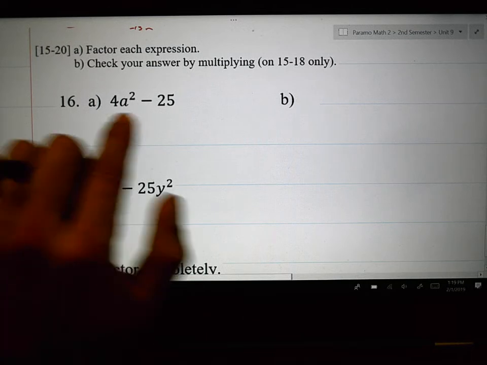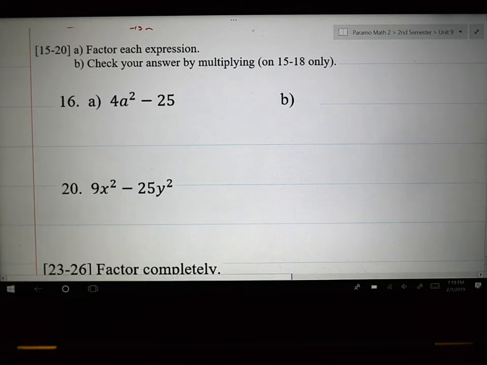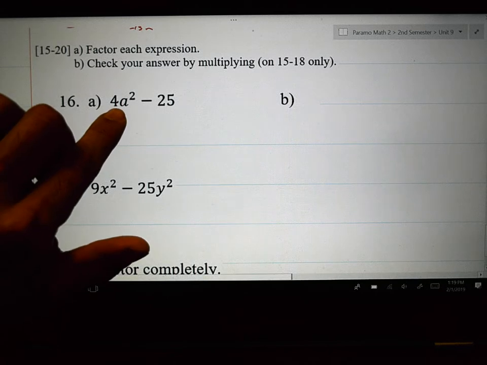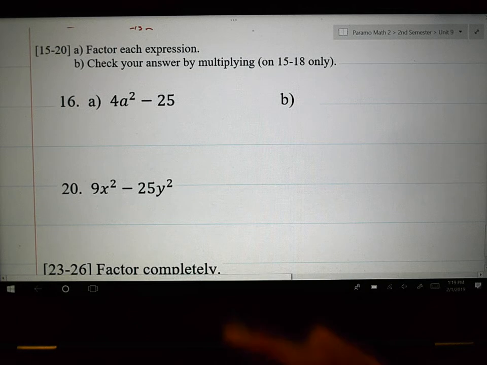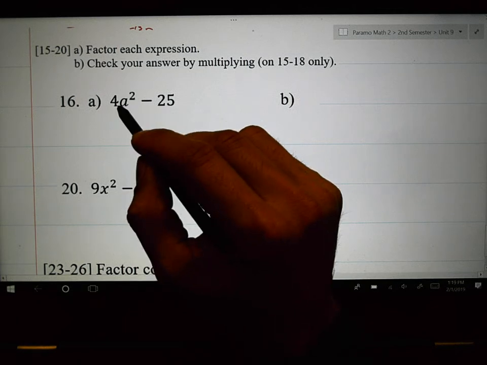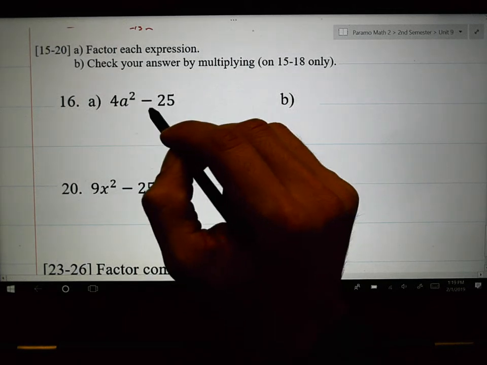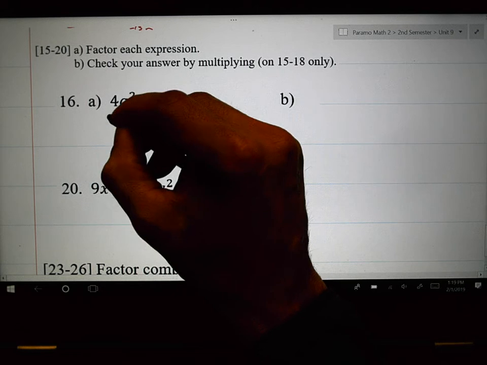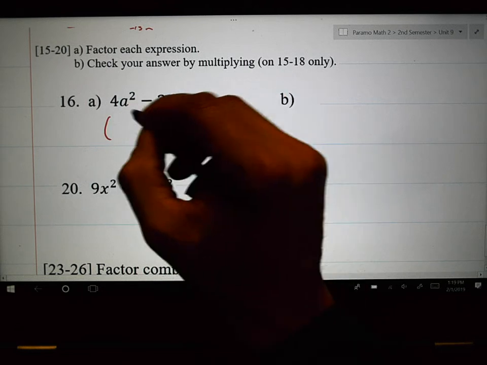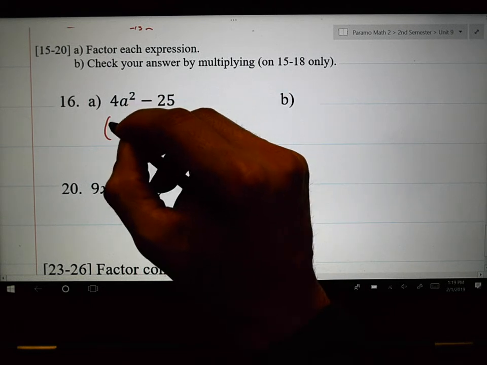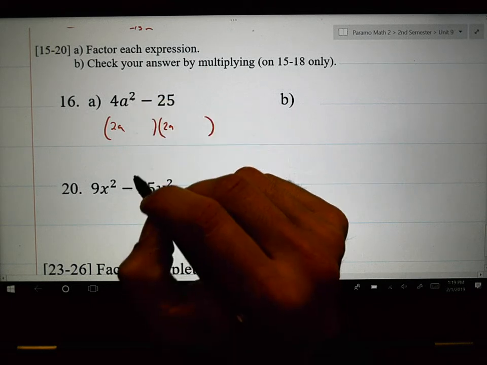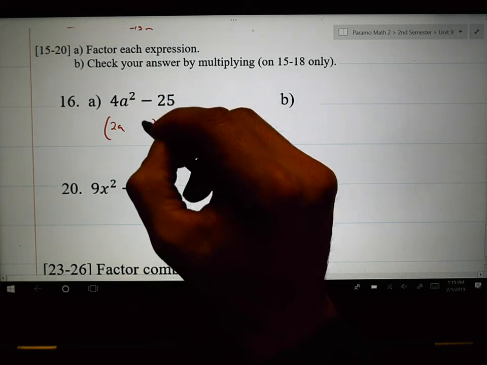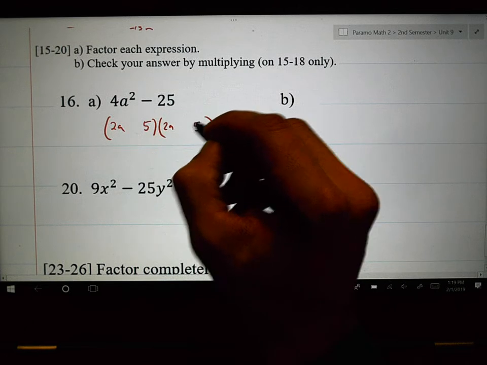Now you don't have a trinomial. Now you have a binomial that is a quadratic. This is a perfect square. This is a perfect square, and there's a subtraction sign. So, if I know what the square root of this is, this times itself is that. And I know what the square root of this is. This times this is that.